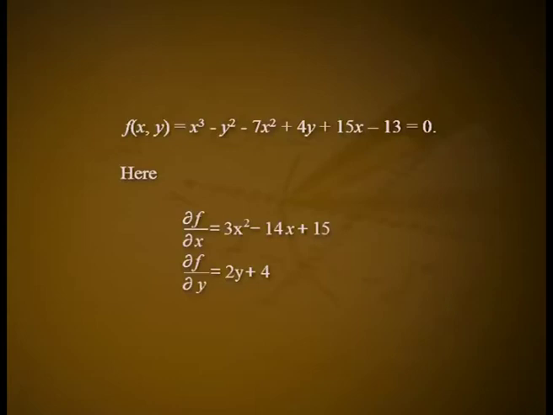Here, ∂f/∂x is equal to 3x² − 14x + 15. ∂f/∂y is equal to 2y + 4. The coordinates of double points are obtained by solving the equations 3x² − 14x + 15 = 0 and 2y + 4 = 0. We get y = 2 and x = 3, x = 5/3. The possible double points are (3, 2) and (5/3, 2).